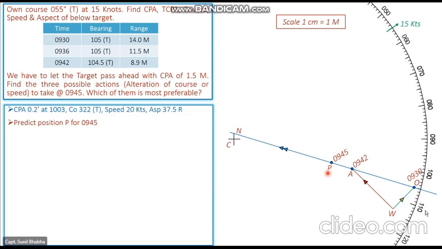So is this part clear, Peter? Prediction at 0945? Yes, okay, sir. Very good.